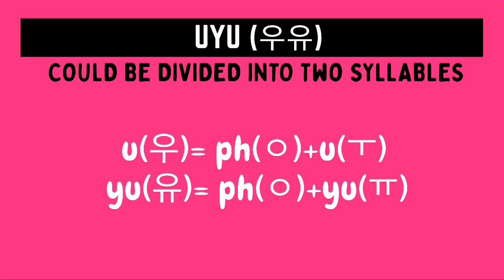How do we spell uyu in Hangeul? Let's start with the first syllable. To be able to write the first syllable u in Hangeul, we need to draw first an iyong character followed by an u character. And then for the second syllable yu, we need to draw first an iyong character followed by a u character. And then we just have to combine this to form the Hangeul of the word uyu.